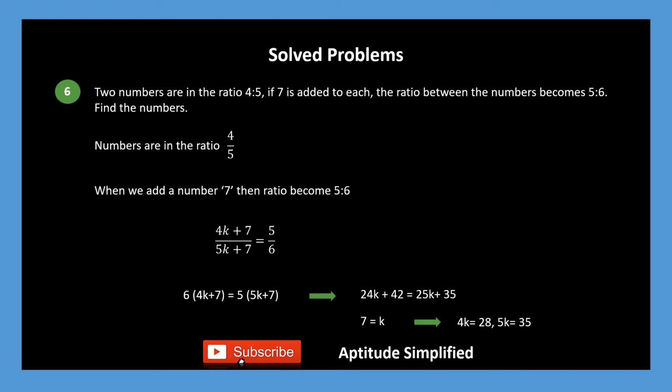Now you have the value of k, you can simply solve it. 4k is equal to 4 into 7 is equal to 28, and 5k is equal to 5 into 7 is equal to 35. So the two numbers were 28 and 35.